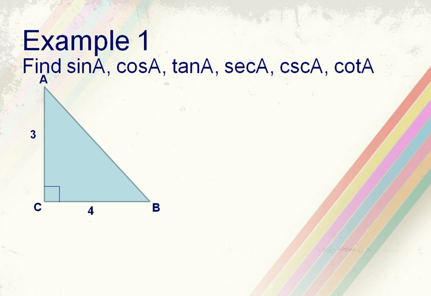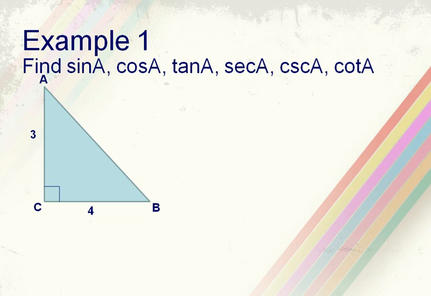So let's go directly into an example. What I would like to do is find the sine of A, cosine of A, tangent of A, secant, cosecant, and cotangent of angle A. Looking at our triangle, we have something missing, so before I can begin, I must find that missing side.